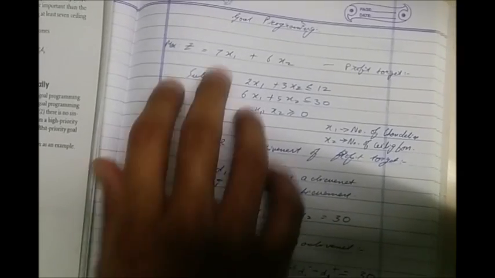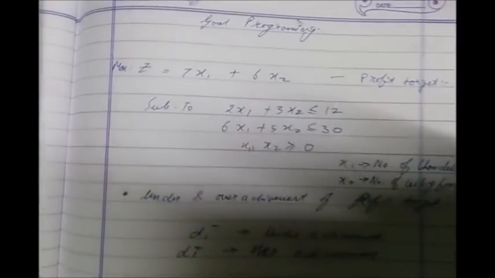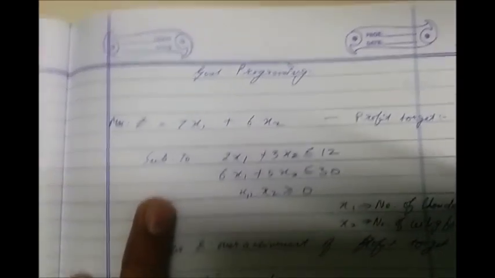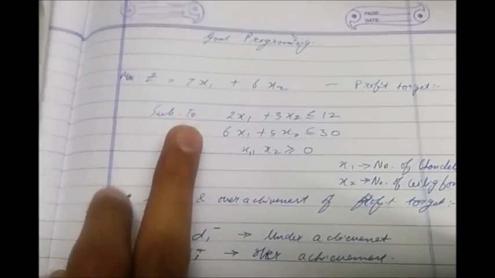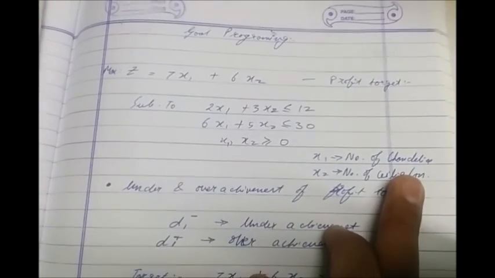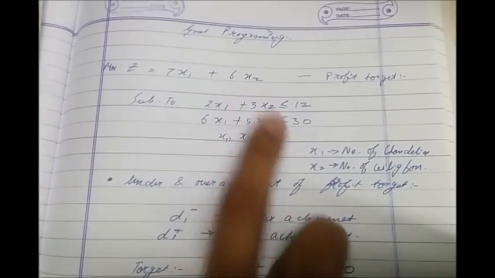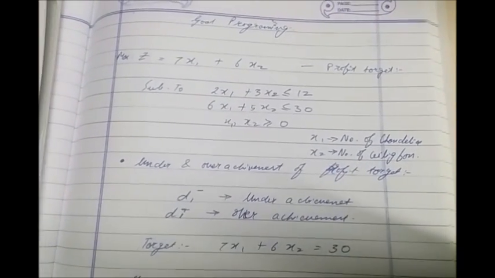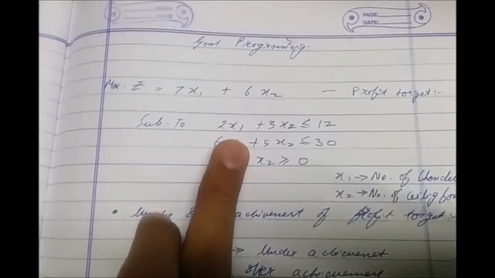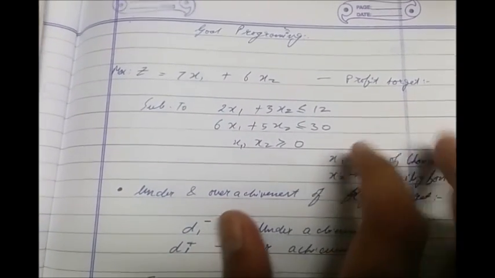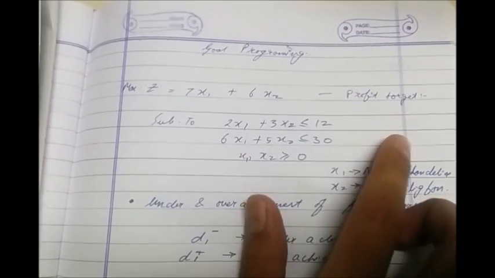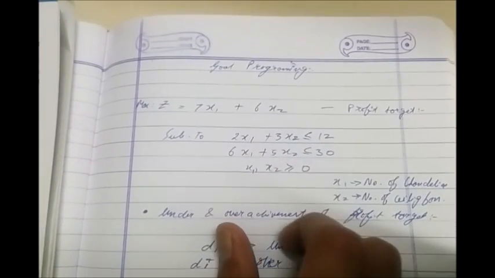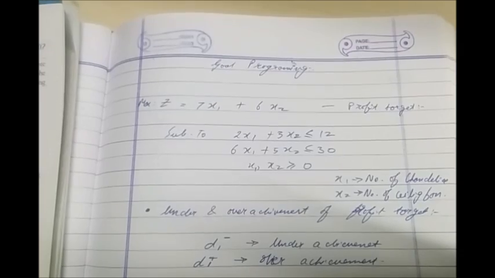Now suppose we are given a simple linear programming problem in which our purpose is to maximize the profit, that is 7x1 plus 6x2. This x1 is the number of units produced of chandelier and x2 is the number of units produced of the ceiling fans. A company produces these two products. Now the subject to constraints are these resource constraints. Say this might be of some operation, this might be for some other operation. So 2x1 plus 3x2 should be less than or equal to 12, and a similar condition for this.